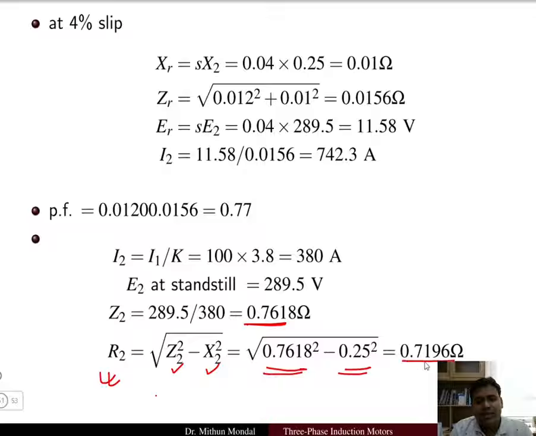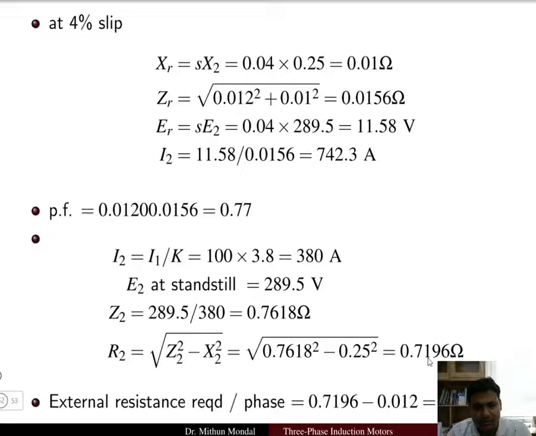So the resistance we are getting is 0.7196. Hence the final thing that we have to obtain is the external resistance required. So this is the resistance 0.7196 which we require to produce a current of 100 ampere, minus the resistance which is already given in the rotor circuit. So that gives you 0.707. So this is the resistance which has to be incorporated in the rotor circuit so that 100 ampere is maintained at the supply line.